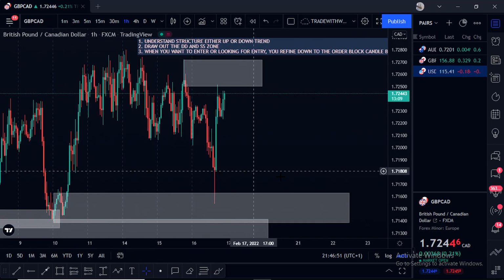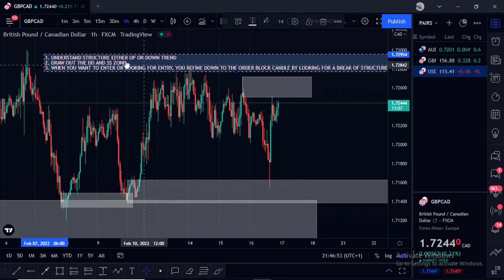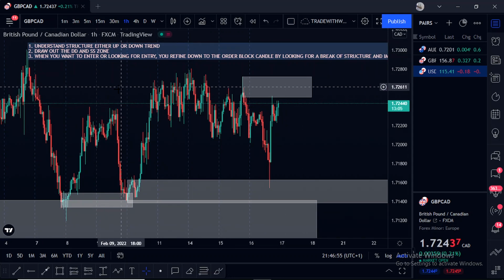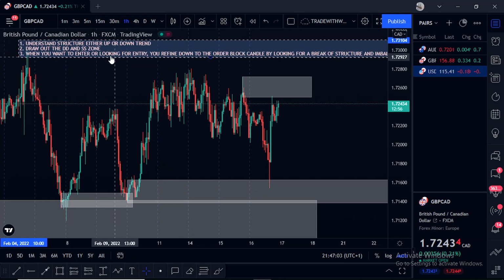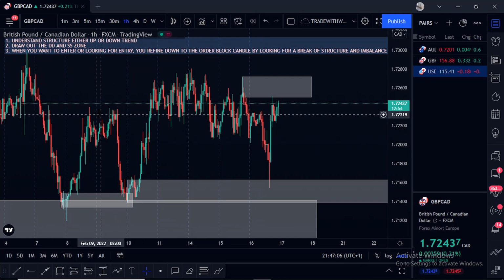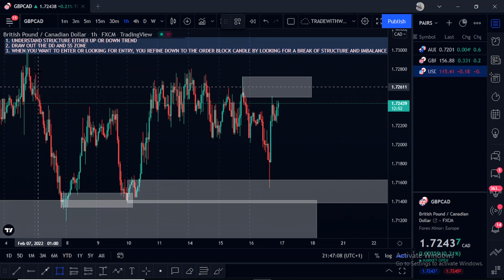So when identifying supply or demand zones, what's the first thing you need to look for? You need to understand the structure first of all. Either it is an upward trend or a downward trend. Draw out the supply and demand zones. What are the supply and demand zones? Those are the turning point areas in the markets that give an aggressive sell or an aggressive buy, something like this.